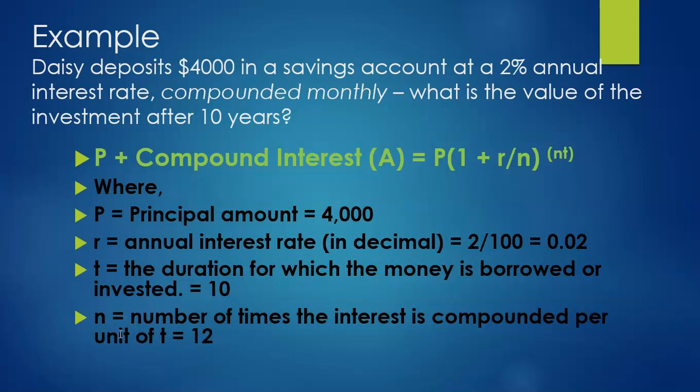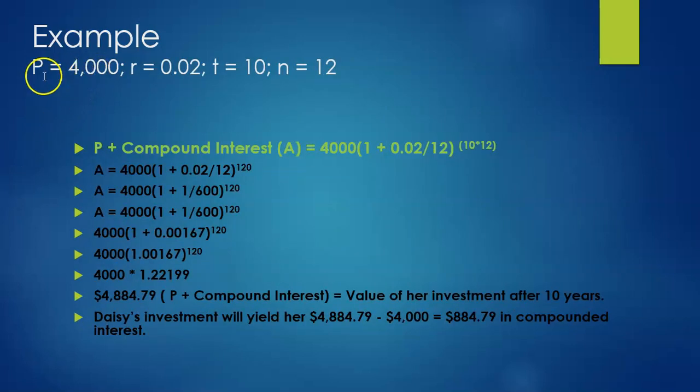And then N is the number of times the interest is compounded per unit of time. It says compounded monthly. Since you have 12 months in a year, N becomes 12. So with that information in hand, we already have the information mentioned here.